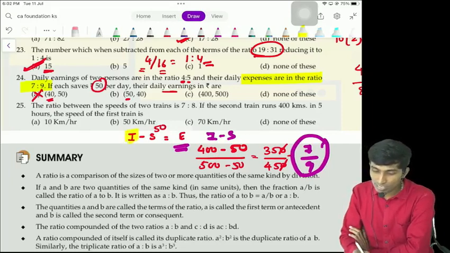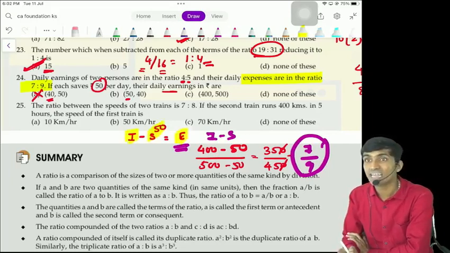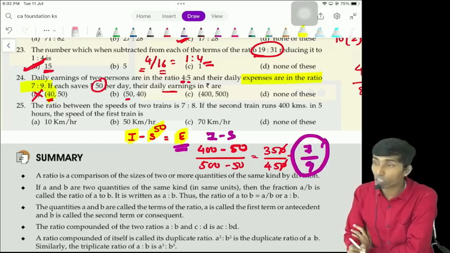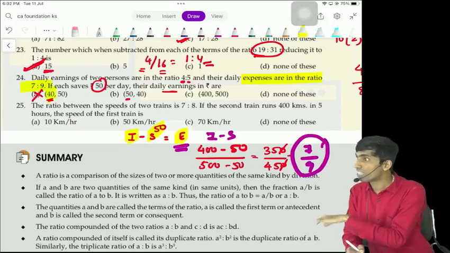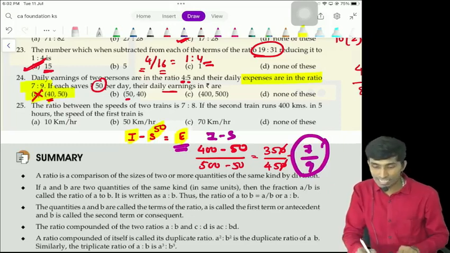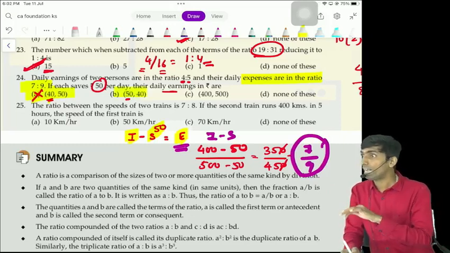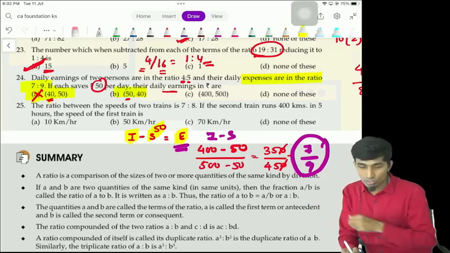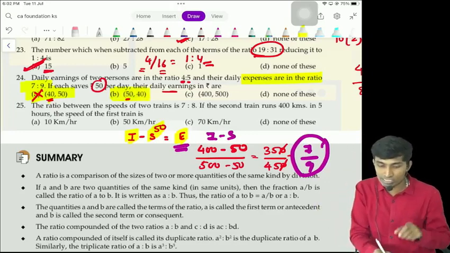From my income, if I minus the savings, what do I get? Expense. If you check here, 40 is my income. Can I save 50? No. So this is not the answer. From 50, if I save 50, understood? Will there be any expense? No. So this is also not the answer because there is expense.